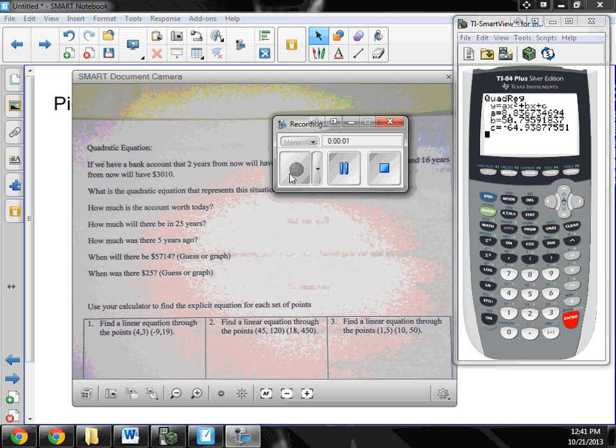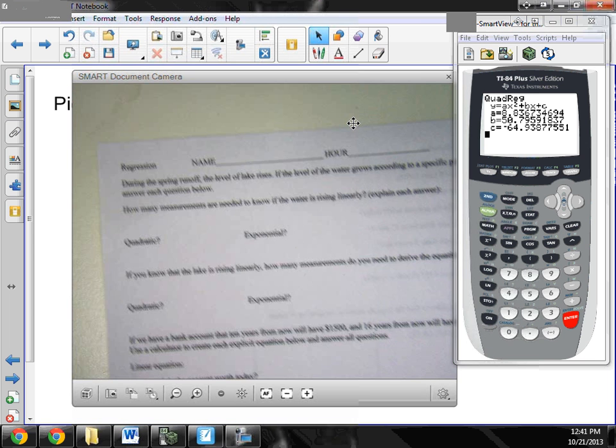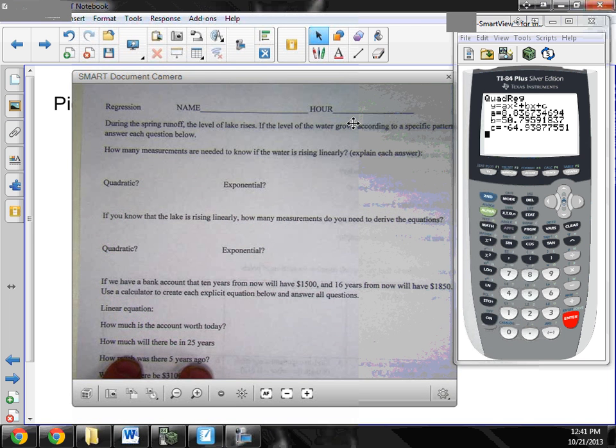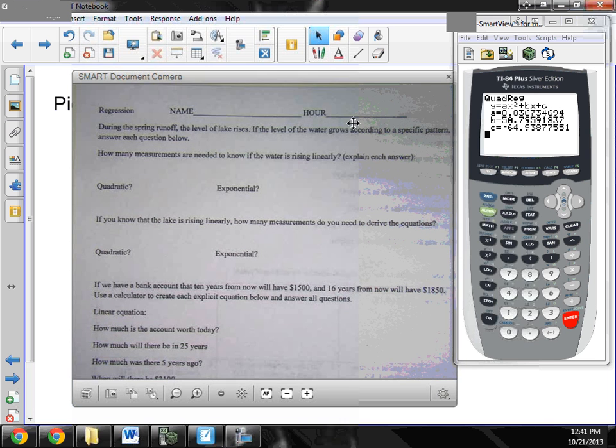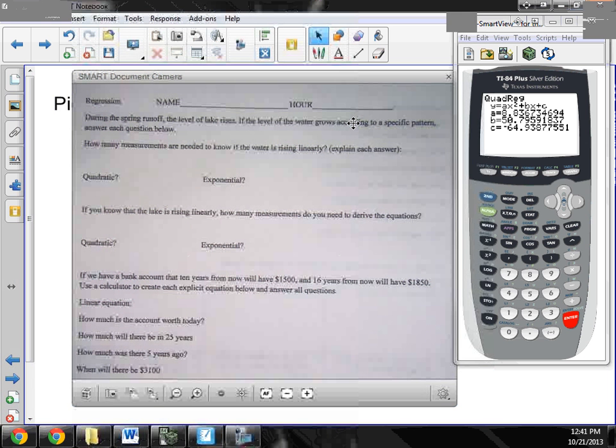So take a look at the front side of this worksheet. During the spring runoff, the level of lake rises. Apparently, I never passed English in high school. If the level of the water grows according to a specific pattern, answer each question below.